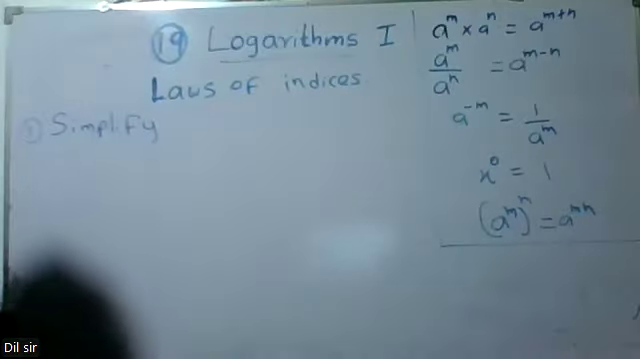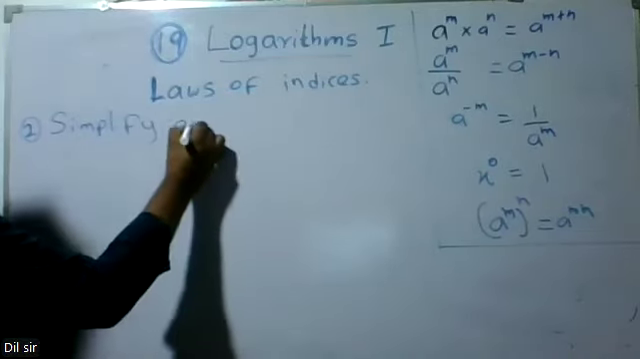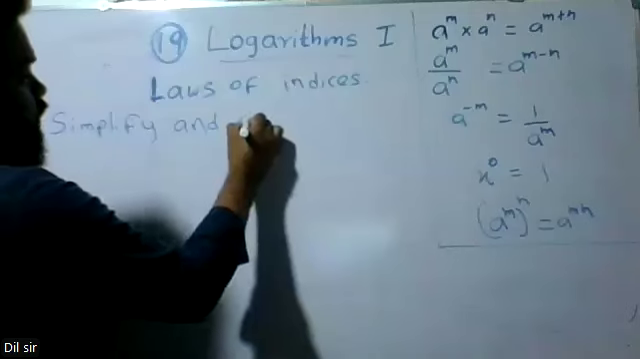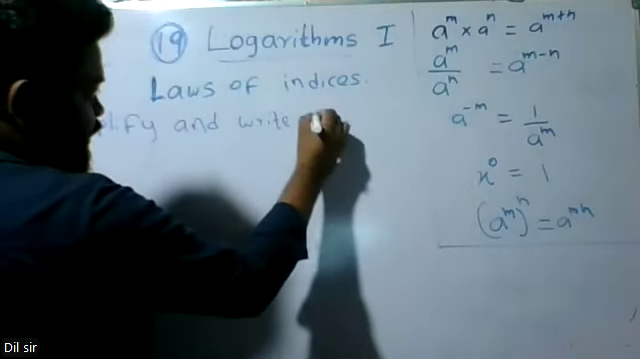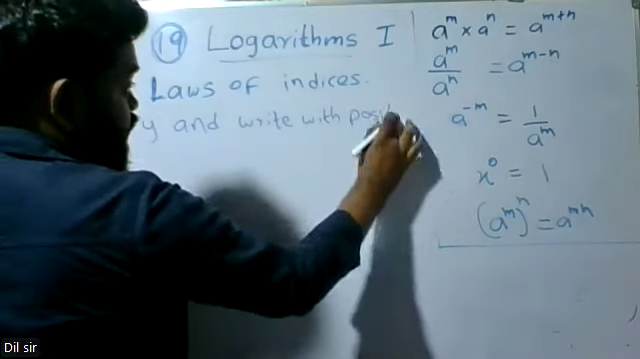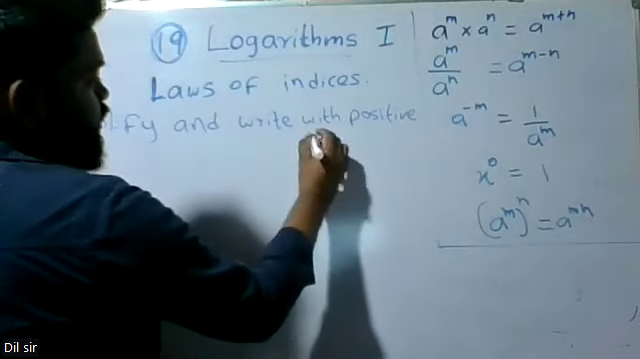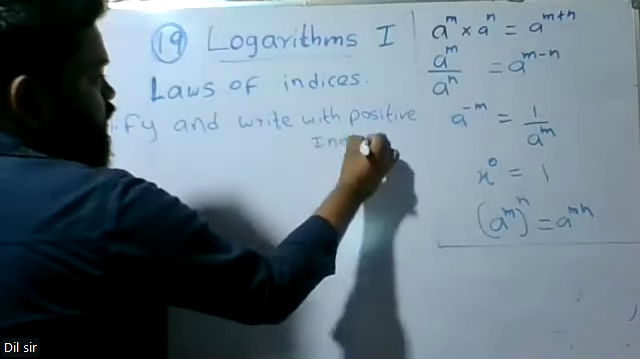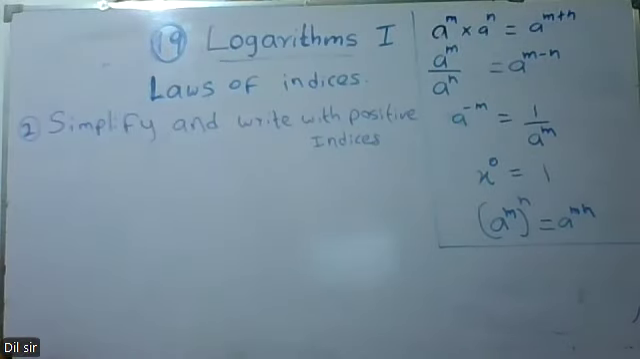Now next question. Second one. Simplify and write with positive powers. The positive indices, it is better. Write down this question. Simplify and write with positive indices.